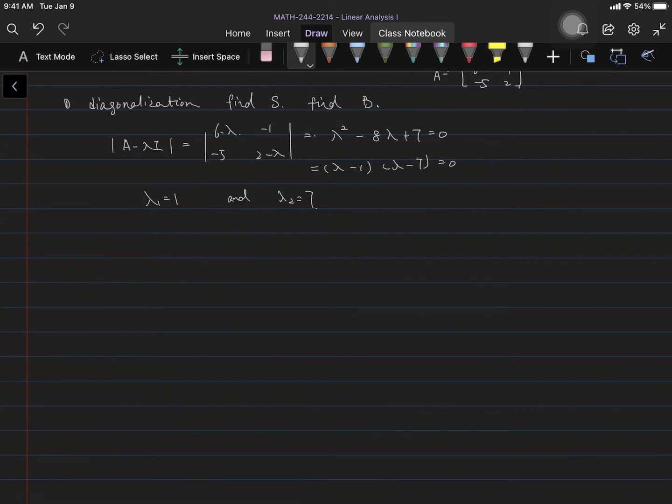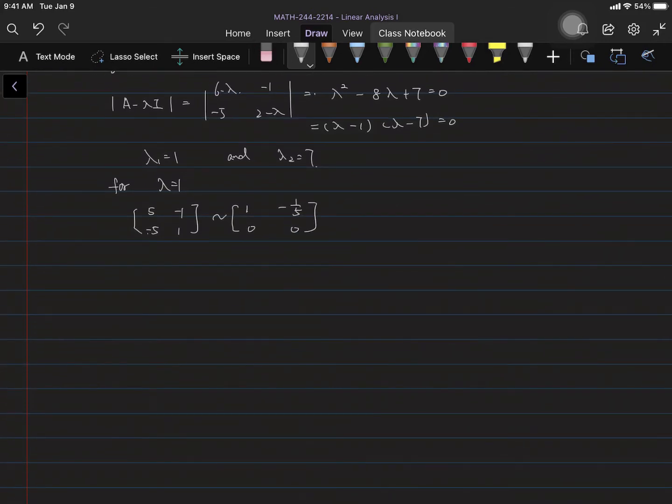Next, for each eigenvalue, we need to find the eigenvectors. So for eigenvalue 1, we have 5, negative 1, negative 5, 2 minus 1, which is 1. We can easily reduce this to 1, negative 1/5, and the second row should be 0, 0. And write down the solution. The solution should be vector v. The second is the free variable s. The first one should be positive 1/5 s. And if we take the 1/5 out, it should be 1/5.